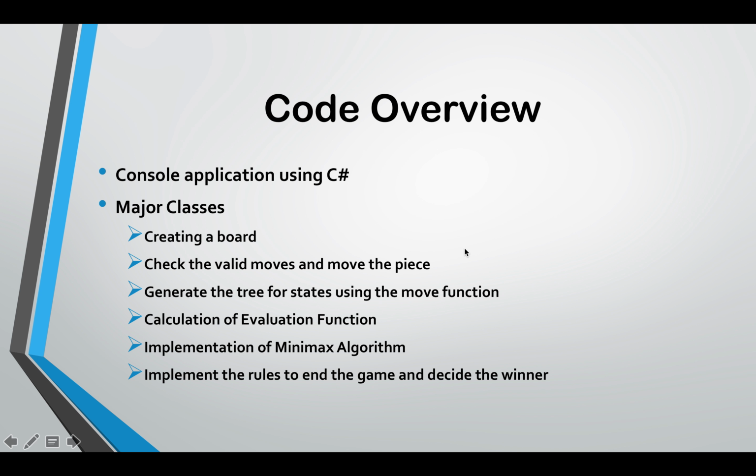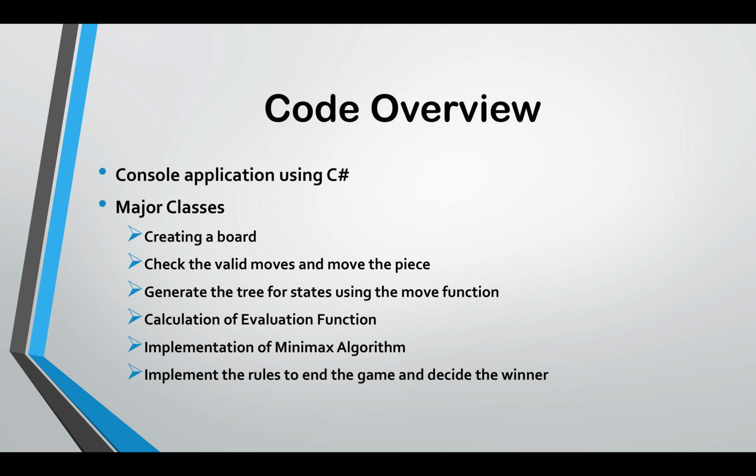So in the code overview, there are some major classes which we have created. One is for creating the board, which initiates our initial state of the board. The next class defines the actions which we can take on the board. So it has valid moves and then moves the piece if the move is valid. The third class is which generates the tree. So it calls these valid moves and move methods in an iterative function. So it generates a tree.